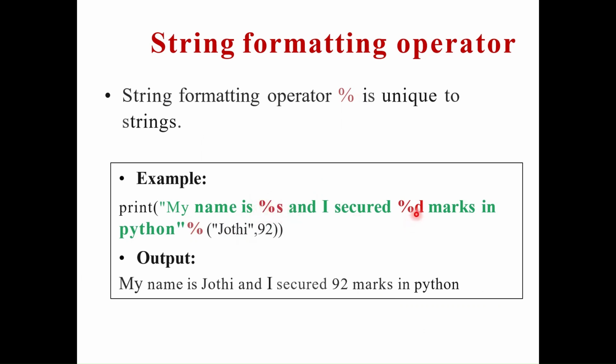If you want to insert any integer value, then we can use %d. So in the place of the first %s, the string Jothi will be replaced, and in the second format specifier in this position, the next value 92 will be fixed. So we'll get the message: My name is Jothi and I secured 92 marks in Python.